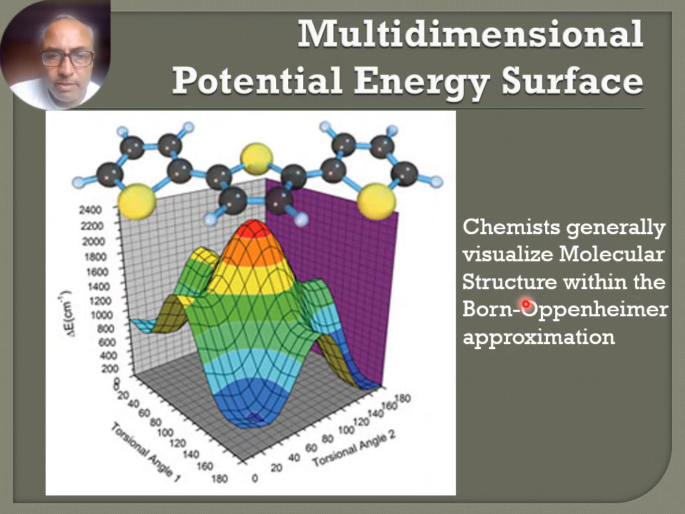If we include different internuclear coordinates, then we can get a multi-dimensional potential energy surface. So, for instance, here this is torsion angle 1, this is torsion angle 2, and this is the energy. So chemists usually visualize molecular structure within the Born-Oppenheimer approximation. For almost all applications, the molecules are visualized within the Born-Oppenheimer approximation.